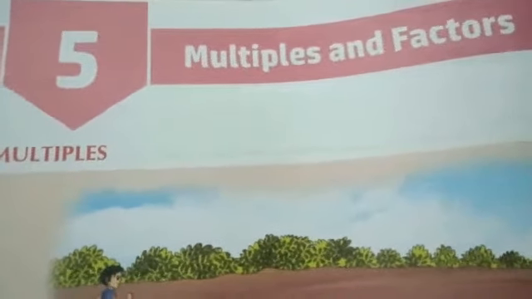Again, I am giving you one more example of multiples of 4: 4, 8, 12, 16, 20 and so on. So these are the multiples of 4. Like this, whatever the number, if it is dividing by another number without leaving any remainder, that is called the multiples. So coming to chapter 5, multiples and factors.